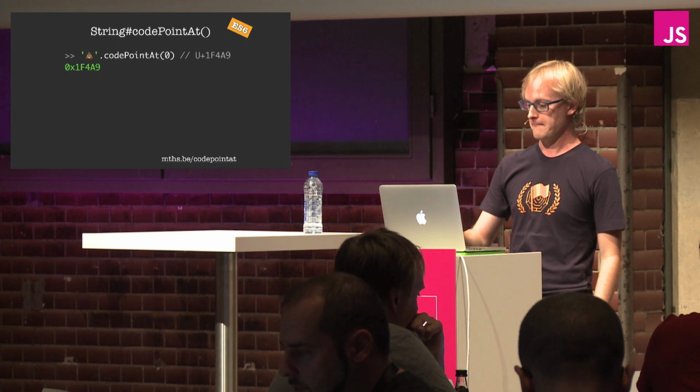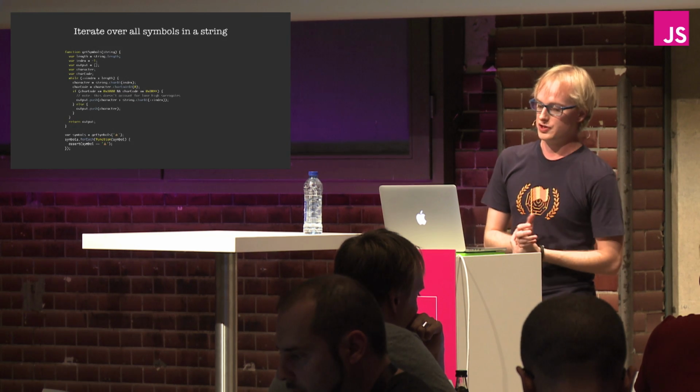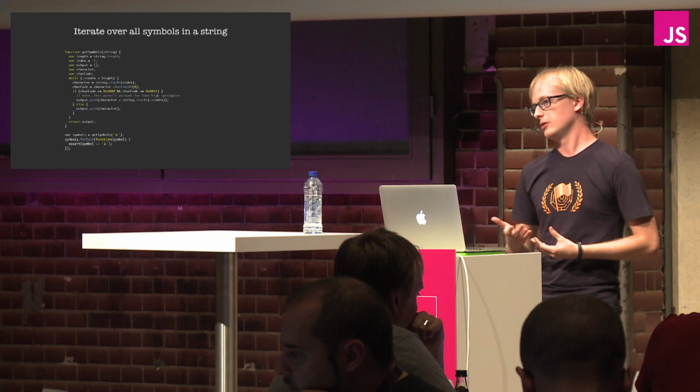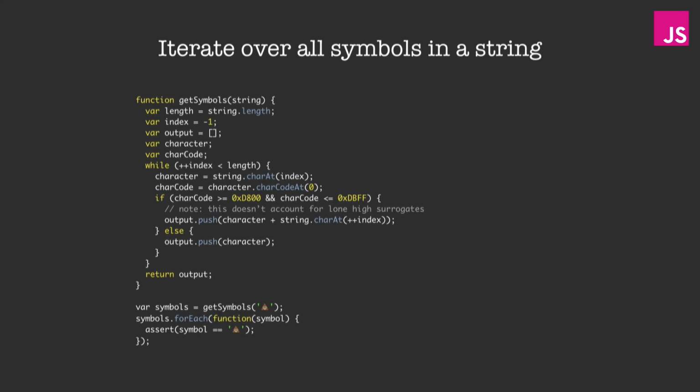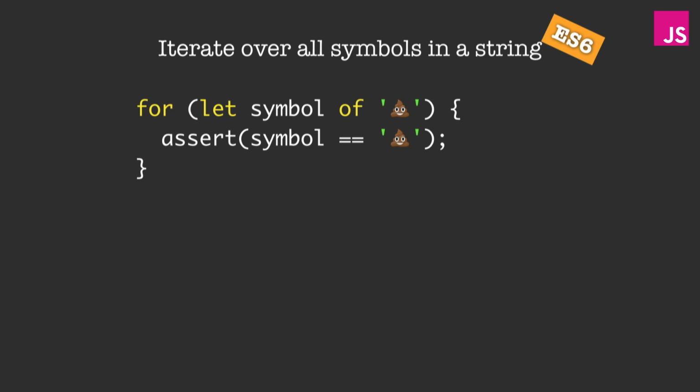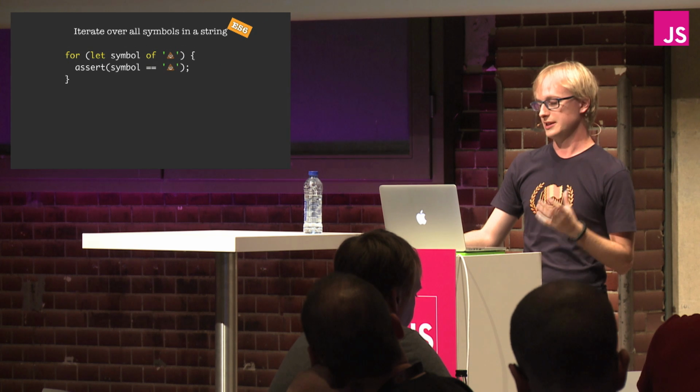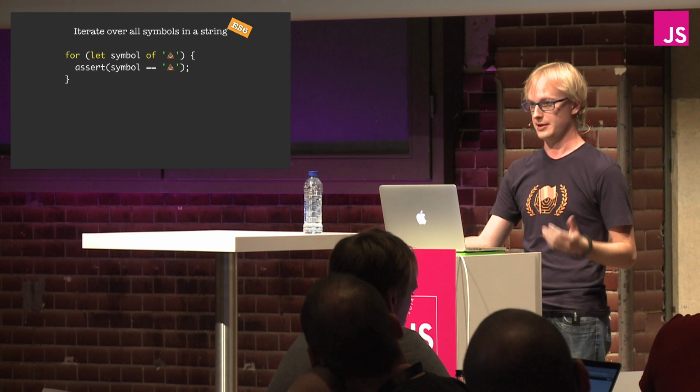Now, another example is, let's say you want to loop over every symbol in a string and do something with each separate symbol. In ECMAScript 5, you'd have to write a lot of boilerplate code just to account for surrogate pairs, because you want to consider them as a single character. Now, in ES6, this will be much, much easier, because you can just use for-of. This will use the new string iterator, which I talked about before, and this will deal with whole symbols instead of surrogate pairs automatically.